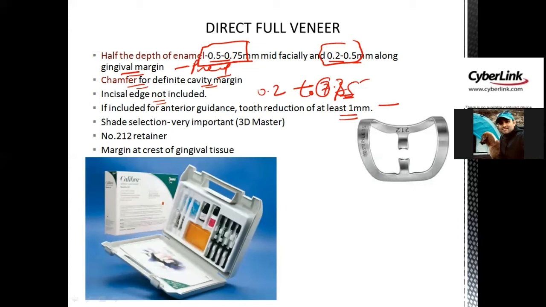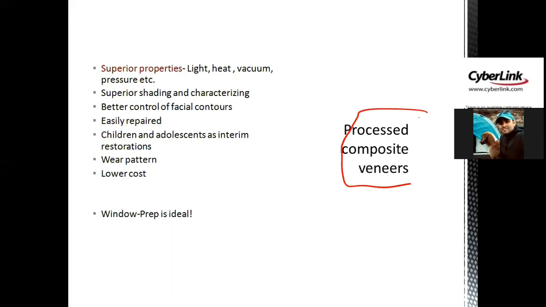Shade selection is very important, so we have to take a 3D master shade. Then we have to apply rubber dam with the retainer 212. Then at the margin, at the crest of gingival tissue, we are using processed composite veneer.